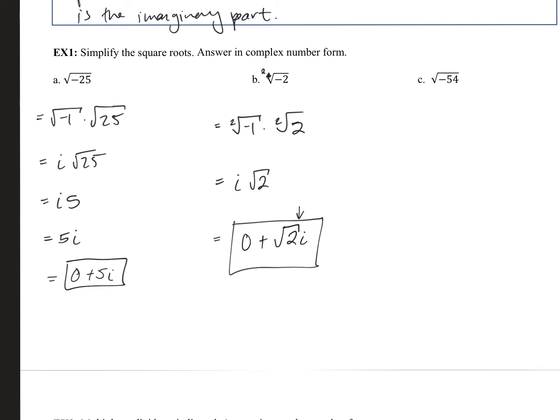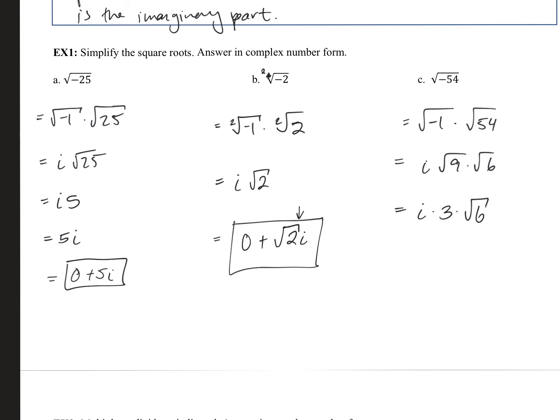Let's go ahead and simplify this. We have root negative 54. That's the square root of negative 1 times the square root of 54. The square root of negative 1 is i, and 54, we can divide that. I know that's divisible by 2. I also know it's divisible by 9. So that's root 9 times root 6. So that's i times, well, the square root of 9 is 3, and 6 cannot be simplified any further.